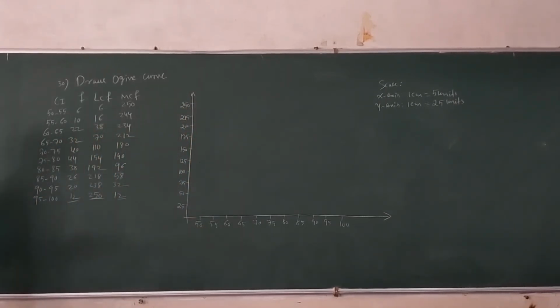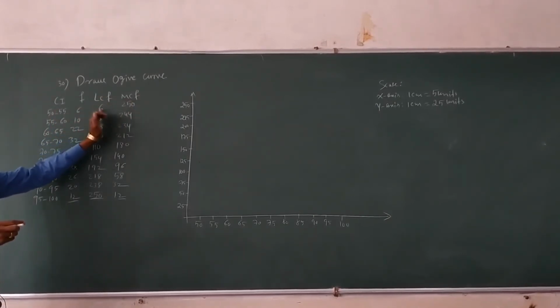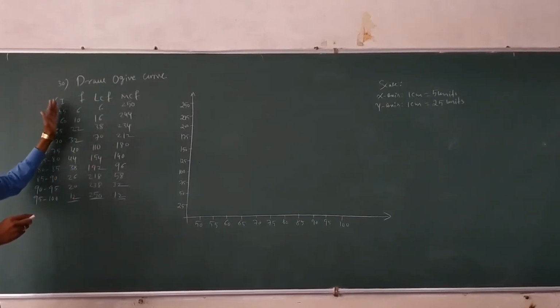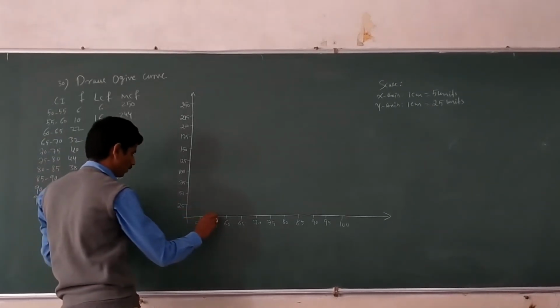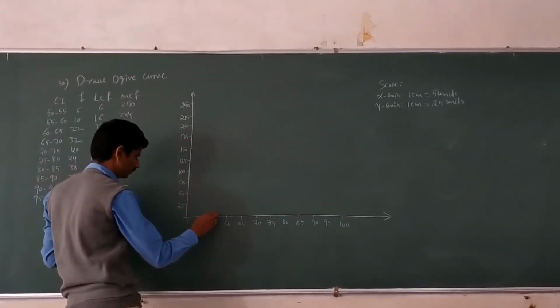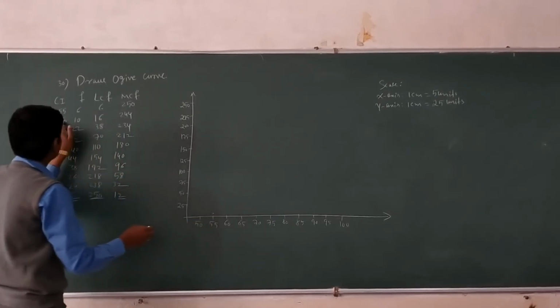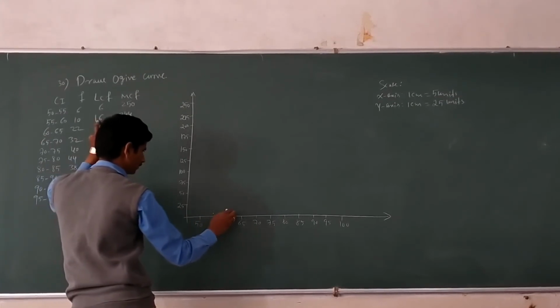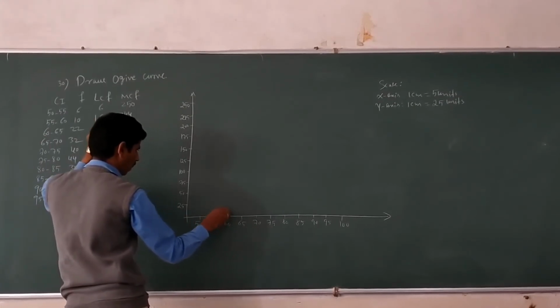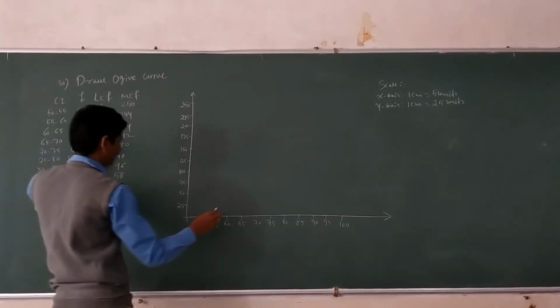Here, first we draw the less than cumulative frequency curve. The less than cumulative frequencies are plotted against upper class limits. Here, 50 is 6, 55 is 6, the next, 60 is 16, and 65 is 38.